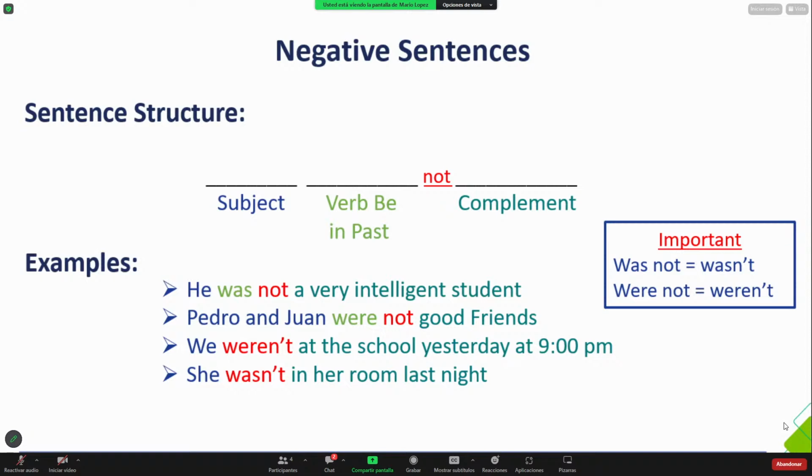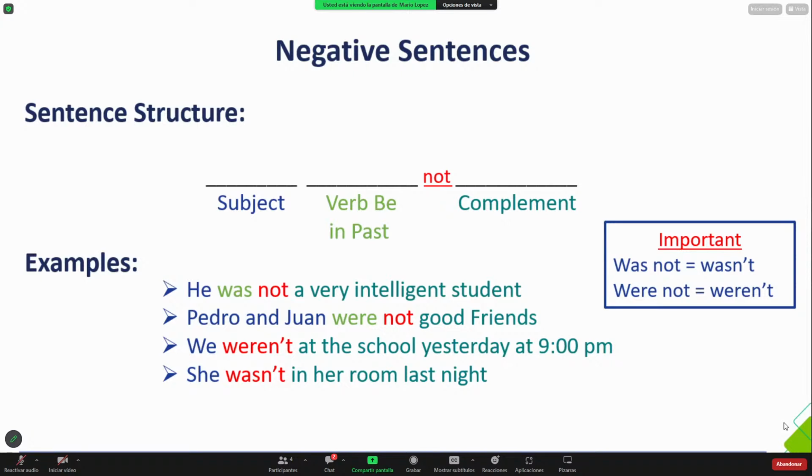It's important to mention that we have the contraction of was not and were not that we can also use to say negative sentences. We can say wasn't instead of was not, and we can say weren't instead of were not, as in the following examples. We weren't at the school yesterday at 9 p.m. Nosotros no estuvimos en la escuela ayer a las 9 p.m. Or, she wasn't in her room last night. Ella no estaba en su cuarto la noche anterior.